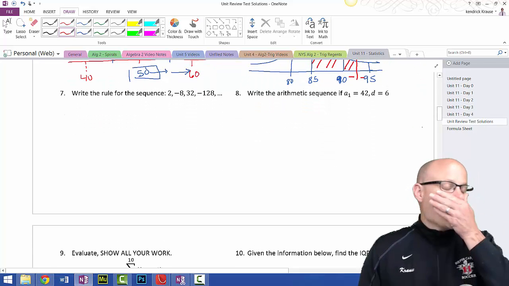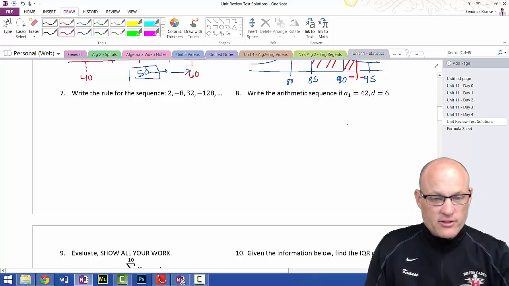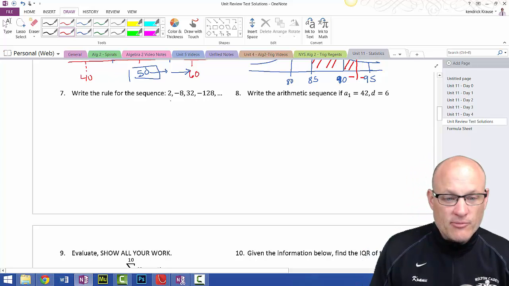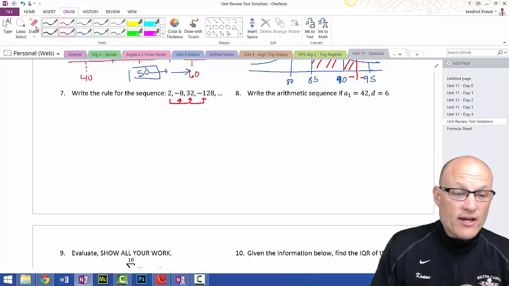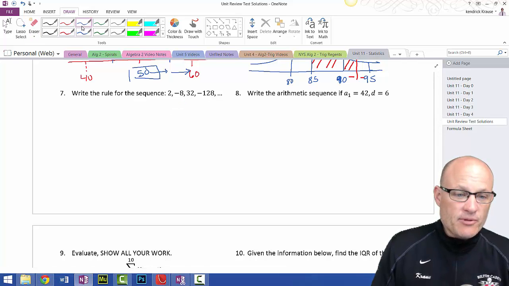Alright, write a rule. So we either got an arithmetic sequence or a geometric sequence. If it's arithmetic, I should be able to add something to go from here to here, from here to here, from here to here. I can't add a number to go from 2 to -8 that also goes from -8 to 32. That just doesn't make any sense. So it's got to be a geometric.